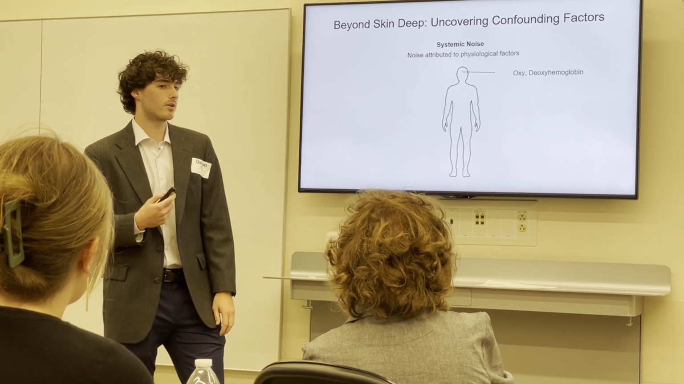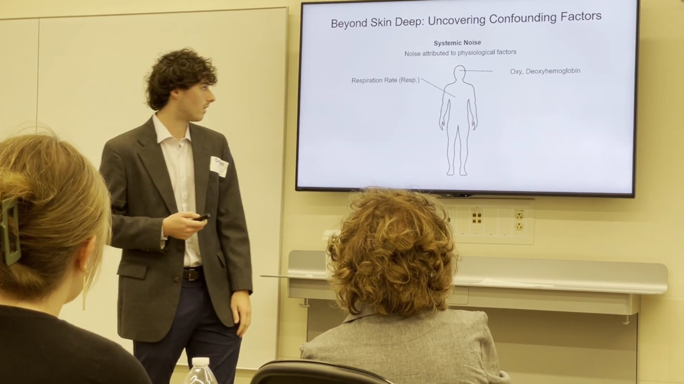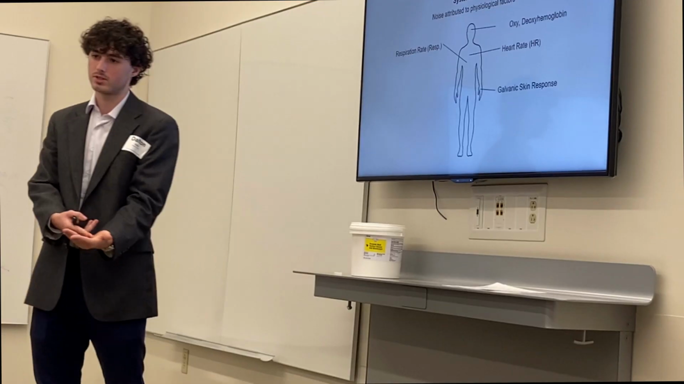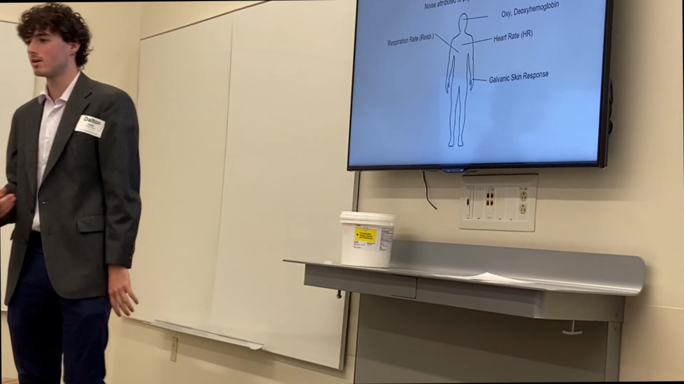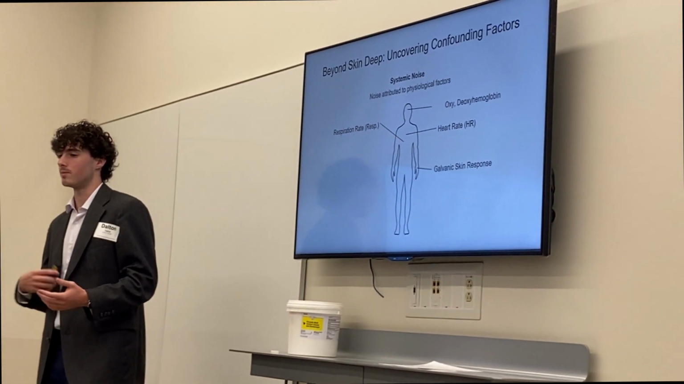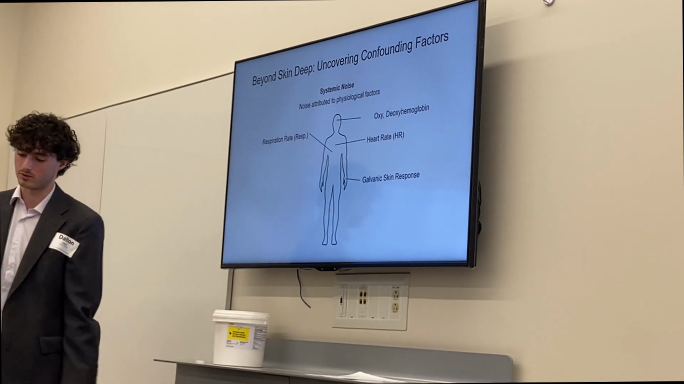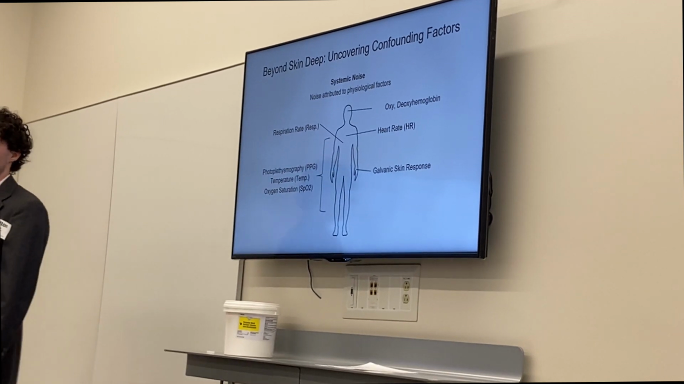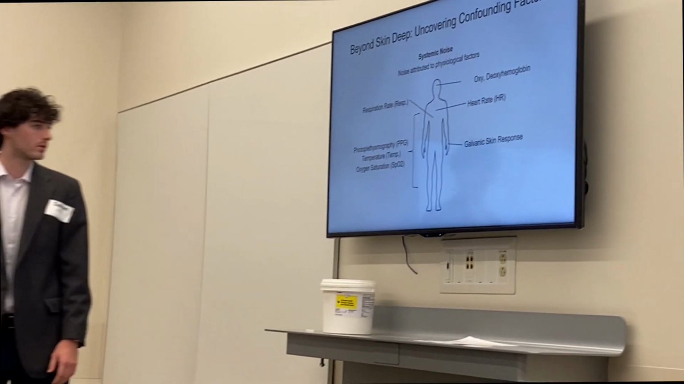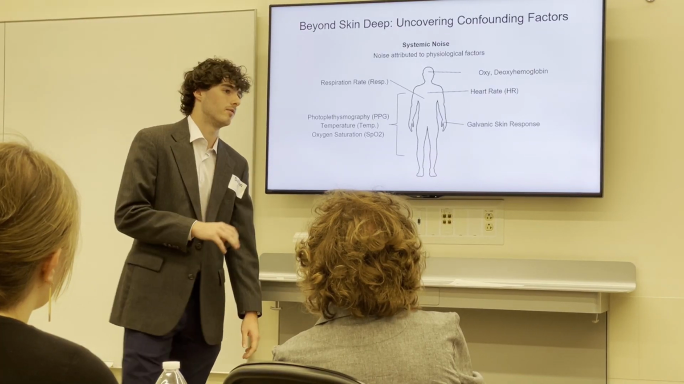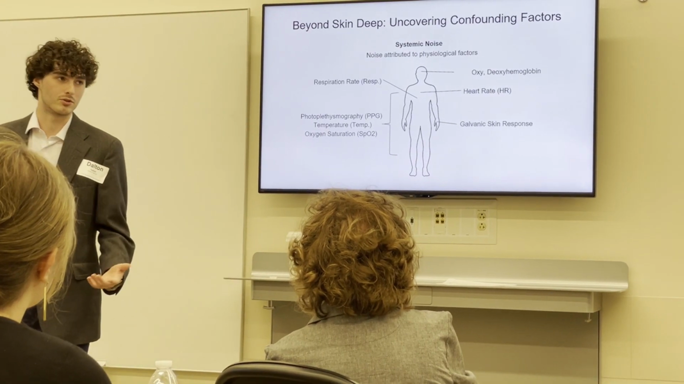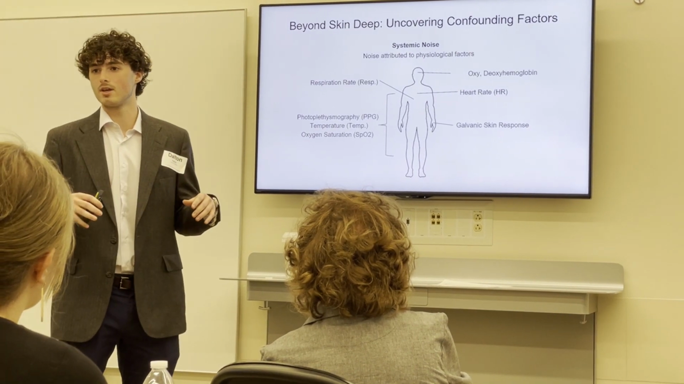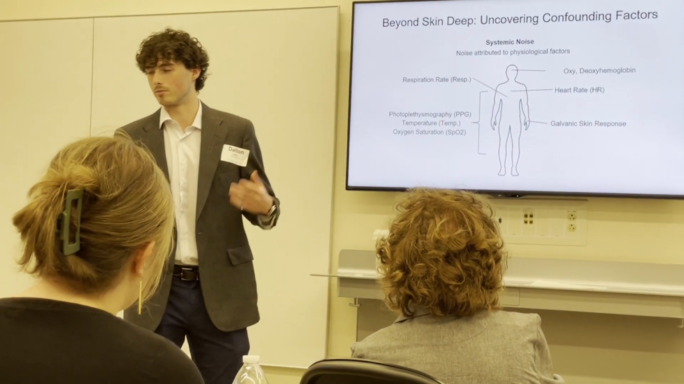But the other factors that we could account for are your respiration rate, your heart rate, your galvanic skin response, which we measure on your palms, and it's a measure of your skin's electrical conductivity. So if you sweat more, you are able to better conduct electricity across the surface of your skin. And then there's a whole plethora of different blood-related physiological markers that we also need to account for. Photoplethysmography is a measure of your blood pressure, temperature, I'm sure you can guess. And then oxygen saturation is a measure of the baseline concentration of oxygen in the blood around your body.